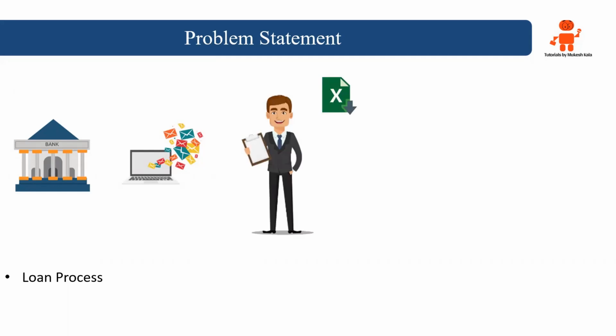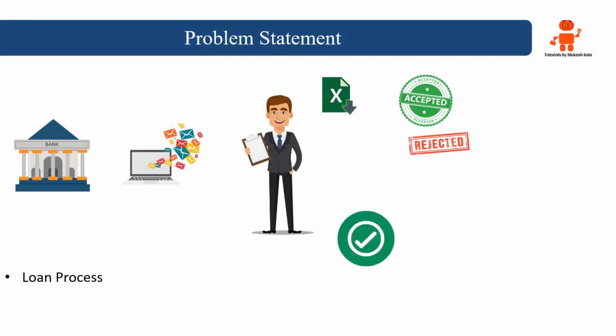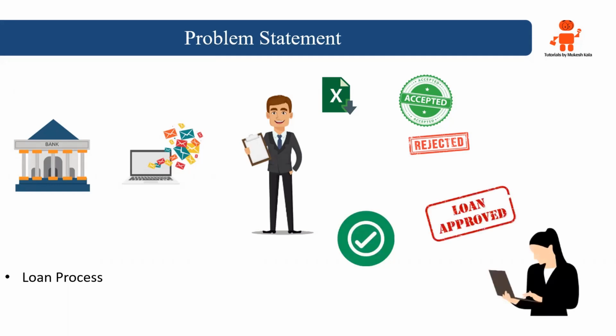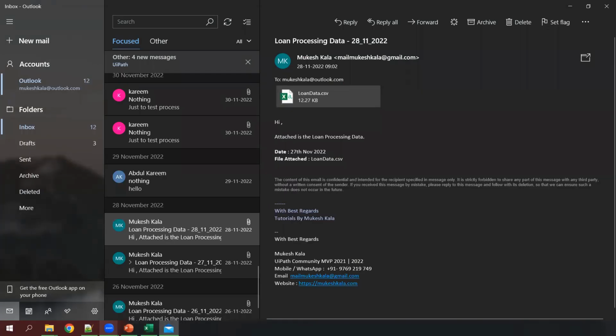That email is a manual process, where the person has to manually download the Excel from the email. He has to see which are the valid loans and which are the invalid loans. He has to do some manual validation. If everything is okay with the loan application, he has to fill in some application and get the loan approved. Did you understand the use case, Deepak, the problem statement?